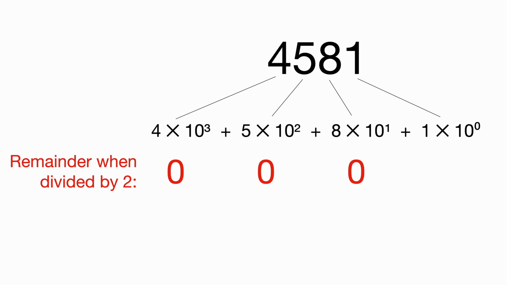The only part of the number that has any chance of leaving a non-zero remainder when divided by 2 is the digit in the ones place. In this case, 1 times 10 to the 0th power is 1, which has a remainder of 1 when divided by 2. Nothing about the digits 4, 5, or 8 matters when looking at the thousands, hundreds, and tens places. No matter what those digits are, they're multiplied by numbers that are divisible by 2, so any digit in those places will result in a number divisible by 2. This leads us to the rule that says a number is divisible by 2 whenever the last digit, the one in the ones place, is even.